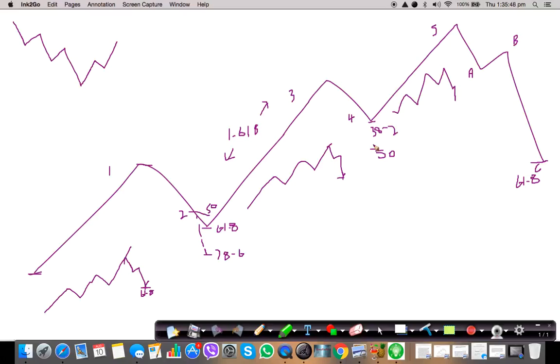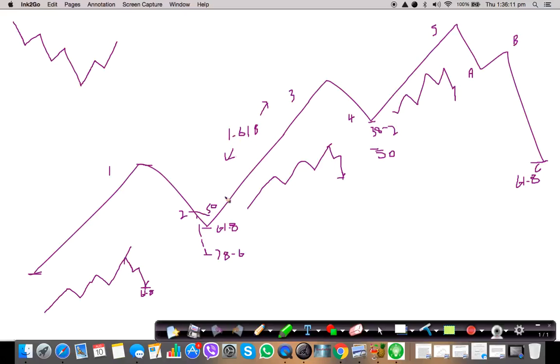Usually speaking, that would nullify this structure, because the rule of Elliott Wave structure is that when the market retraces back, it does not break past where it started from. Okay, so it can come down to 78.6 or possibly even lower, maybe give you a wick to the low, but not to the point where it started from.